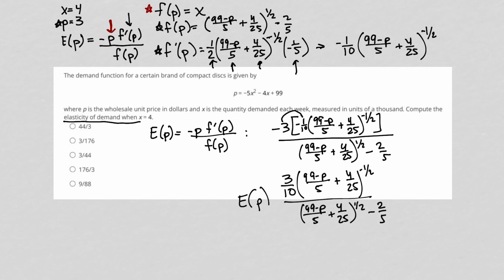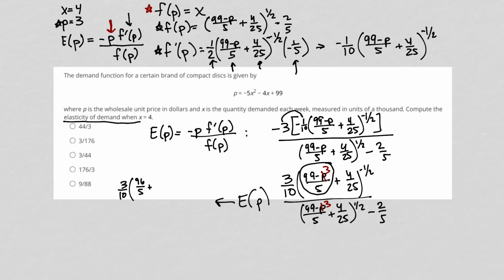So I can plug in a 3 here for p. I can plug in a 3 here for p. And that's pretty much it. So let's do that. Let's go this way. So I still have my 3/10. But now 99, so I'm dealing with this first. 99 minus 3 is 96. So I have 96 over 5.